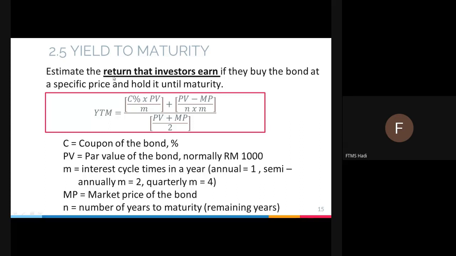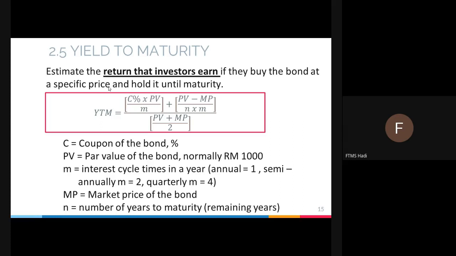It's an estimation of the return that an investor earns if they buy the bond at a specific price and hold it until maturity. For example, if a corporate invests in a bond within 10 years, how much return will they enjoy?